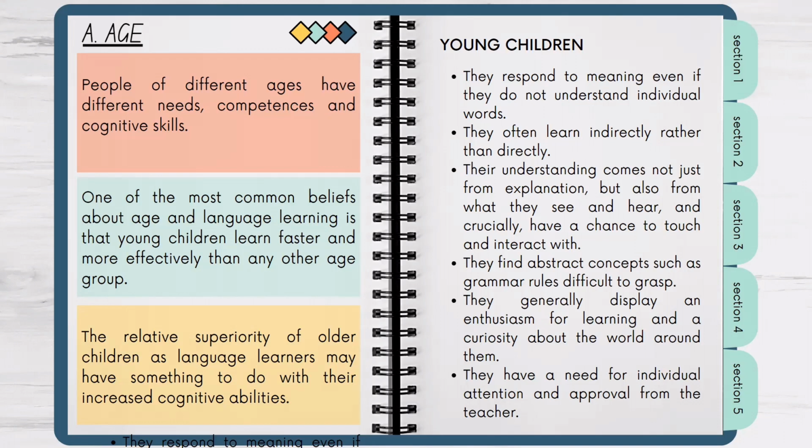Their understanding comes not just from explanation, but also from what they see and hear, and crucially have a chance to touch and interact with. They find abstract concepts such as grammar rules difficult to grasp. They generally display an enthusiasm for learning and a curiosity about the world around them. They have a need for individual attention and approval from the teacher. They are also keen to talk about themselves and respond well to learning that uses themselves and their own lives as main topics in the classroom.